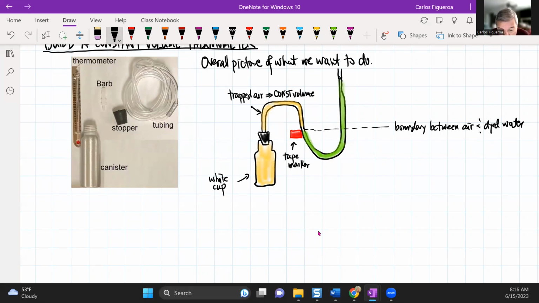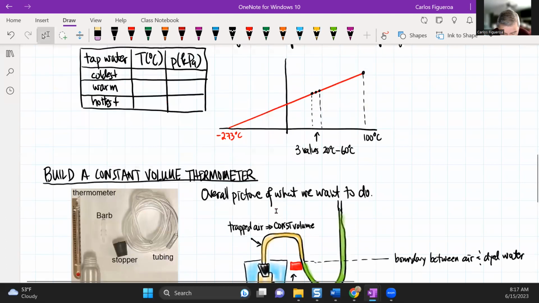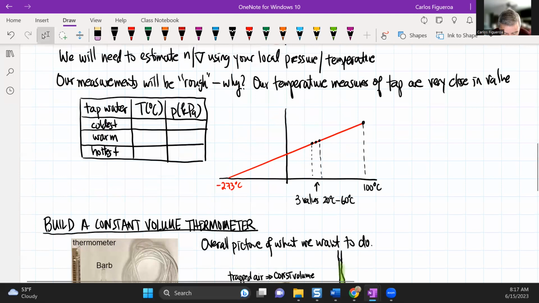Now I put it into the cup. So I want to submerge the canister into a water bath. So now you're going to see that I'm going to have something like this. There's the white cup, and the white cup is the water bath. And when I look at this water bath, that's where I'm going to be putting in my coldest water, my warm water, and then my hottest water from the tap.